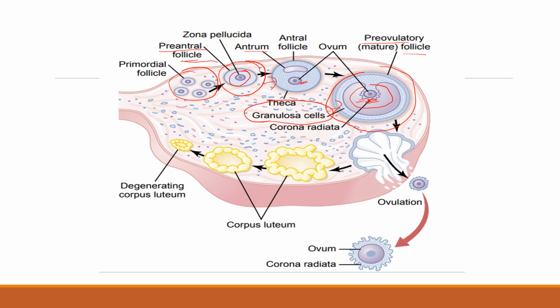At this phase they remain arrested, and in meiosis, in the second phase of meiosis, they are arrested in metaphase, and then ovulation happens. So this was the pre-ovulatory state, then ovulation happens. This is the ovum formed along with the corona radiata. If the sperm comes and fertilizes the ovum, then fertilization and implantation will happen, or else this will degenerate.